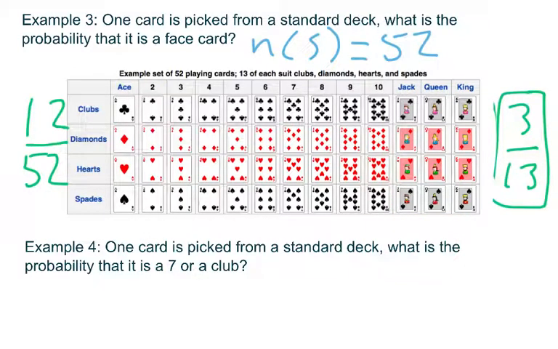Example 4. One card is picked from a standard deck. What is the probability that it is a 7 or a club? The sample space is the same size, 52 cards. Let's look at the particular event we're interested in, and we're going to do that simply by looking at the sample space and picking them out. We are looking for either getting a 7, that would be any of these 4, or a club.